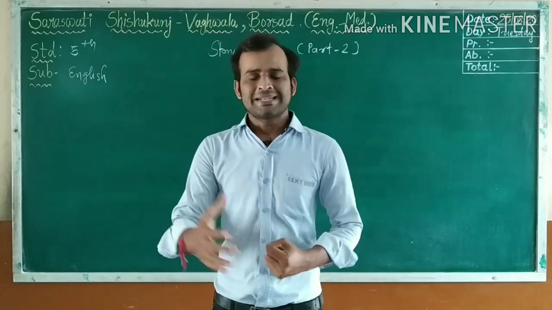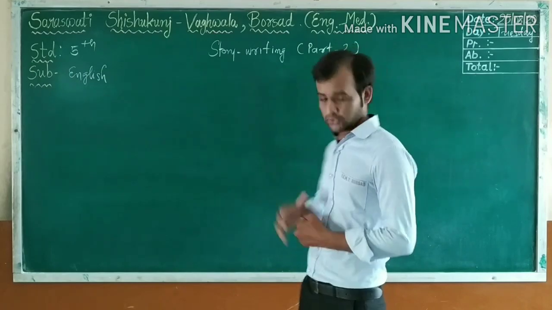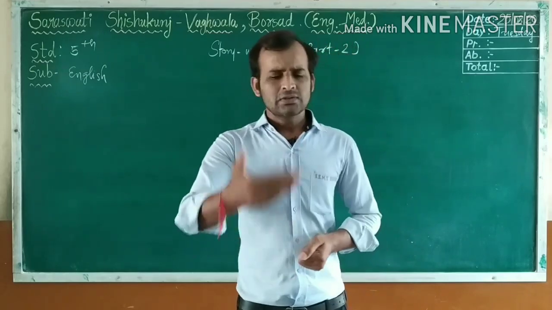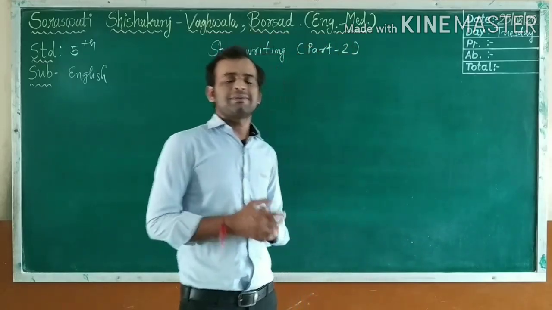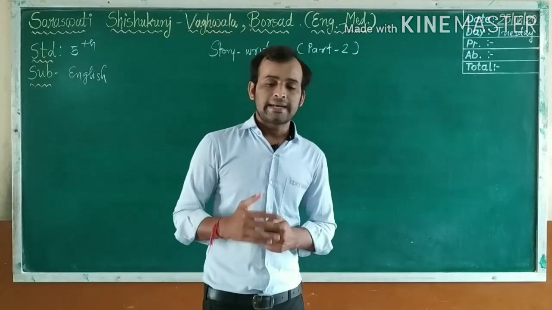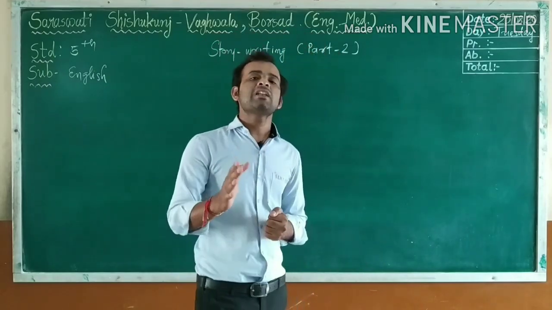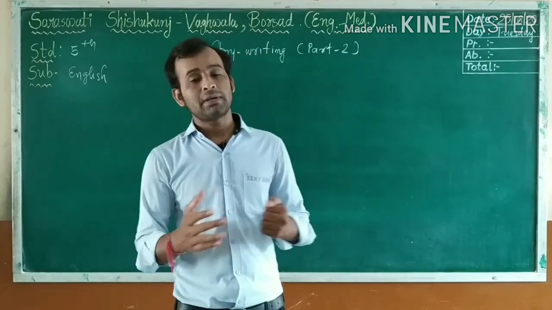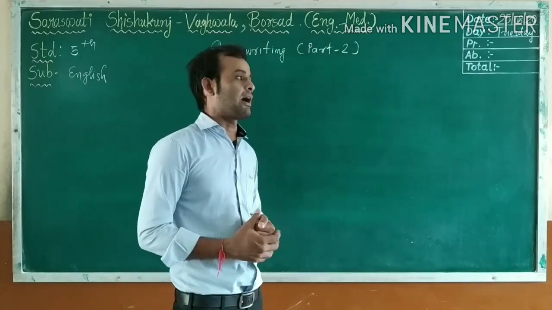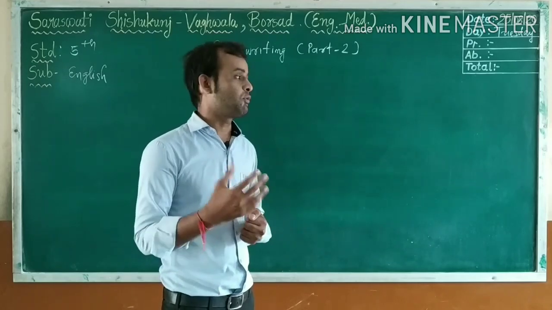Students, once again, I am going to start the topic Story Writing Part 2. In the previous video, you got Story Writing Part 1. Today, we will discuss one more story in this video. That story is about foolish people. What do you call foolish people? 12 foolish people. They were people, but what kind of foolish? Let's see how they are.